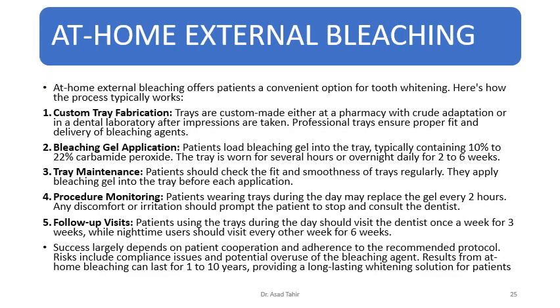At-home external bleaching offers patients a convenient option for tooth whitening. Here's how the process typically works. Custom tray fabrication. Trays are custom-made either at a pharmacy with crude adaptation or in a dental laboratory after impressions are taken. Professional trays ensure proper fit and delivery of bleaching agents. Bleaching gel application. Patients load bleaching gel into the tray, typically containing 10% to 22% carbamide peroxide. The tray is worn for several hours or overnight daily for 2 to 6 weeks.